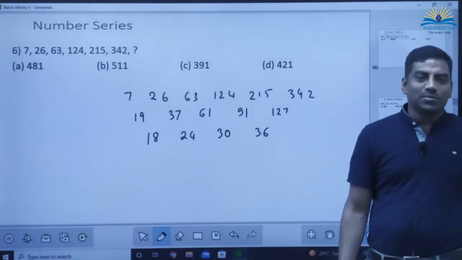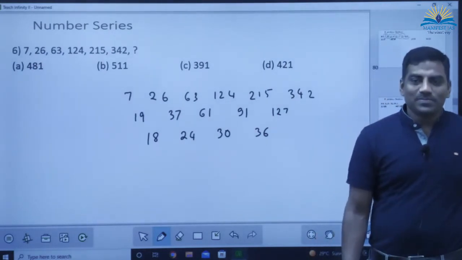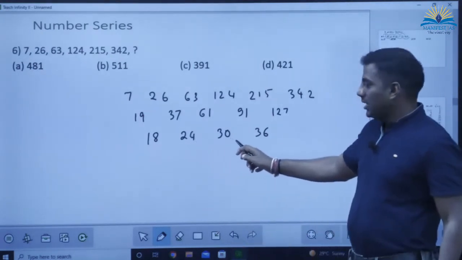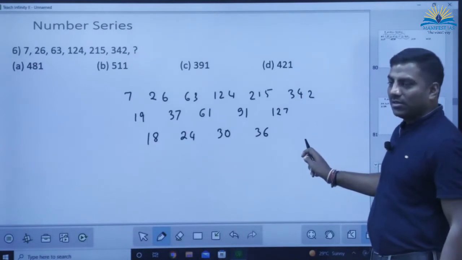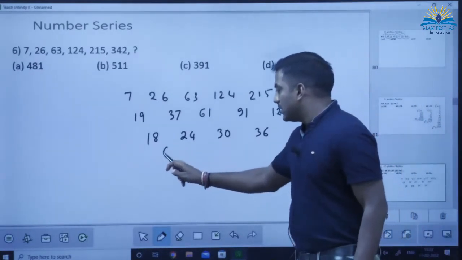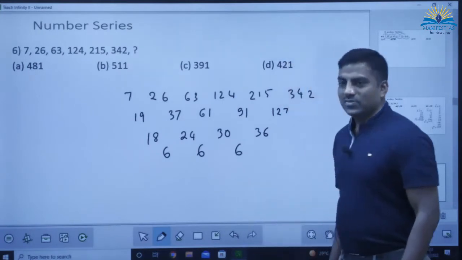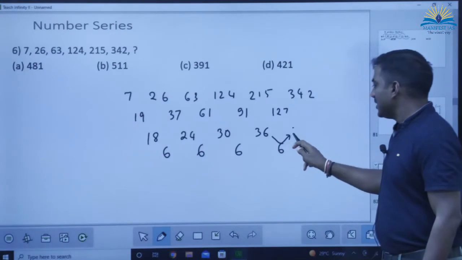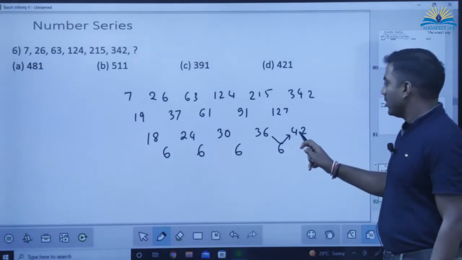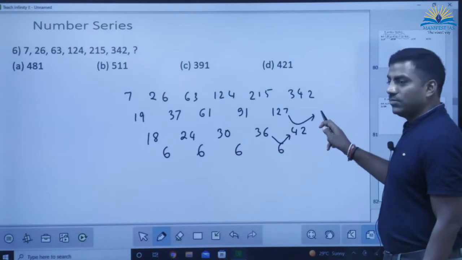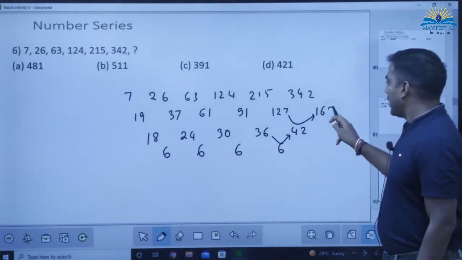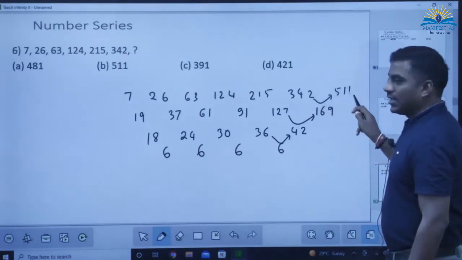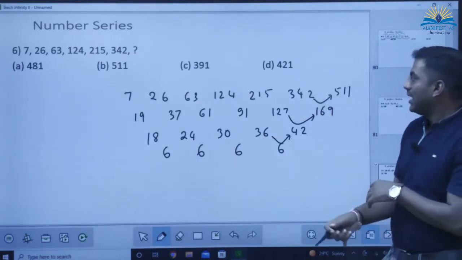At least some of you should get some clue in the last but one step. These are the multiples of 6. 6 3s are 18, 6 4s are 24, 30, 36. What should come here? 36 plus 6 is 42. 127 plus 42 is 169. 342 plus 169 will give us 511. Yes?